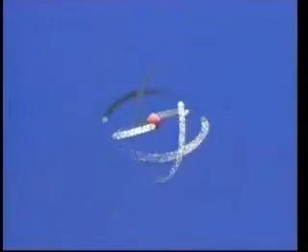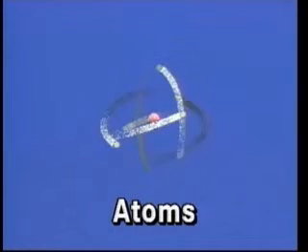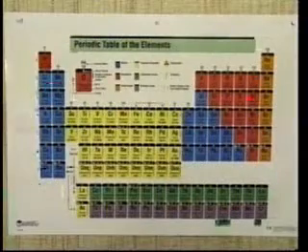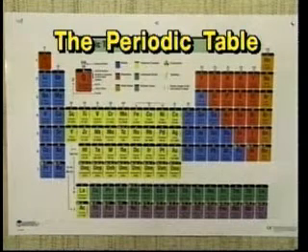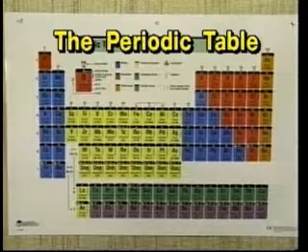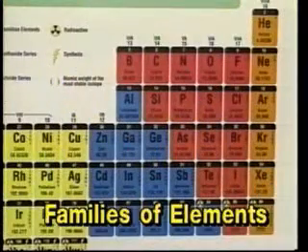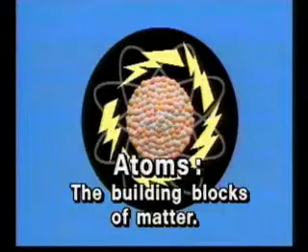In this program, we'll begin by taking a look at atoms, the particles that serve as the building blocks of matter. Next, we'll discuss one of scientists' most important tools, the periodic table, which provides a kind of blueprint for the changing world around us. And we'll review the main groups or families of elements that make up that table. First then, let's discuss atoms, the particles that chemists call the building blocks of matter.